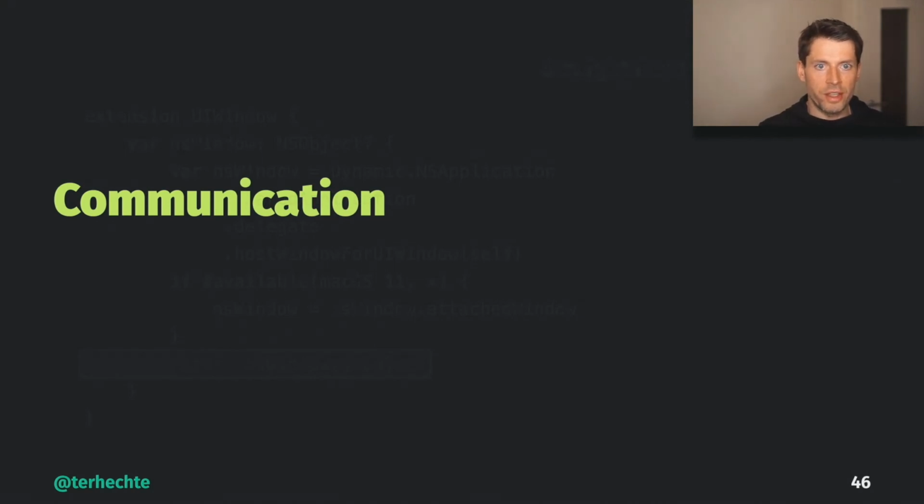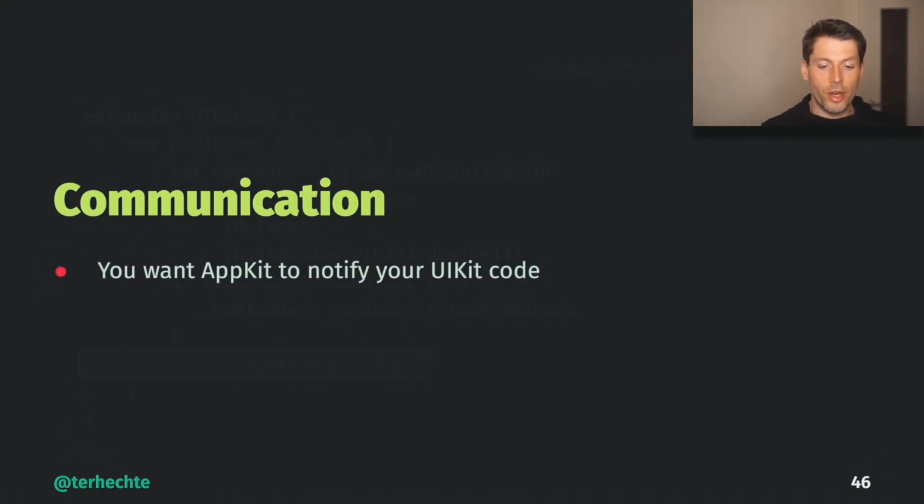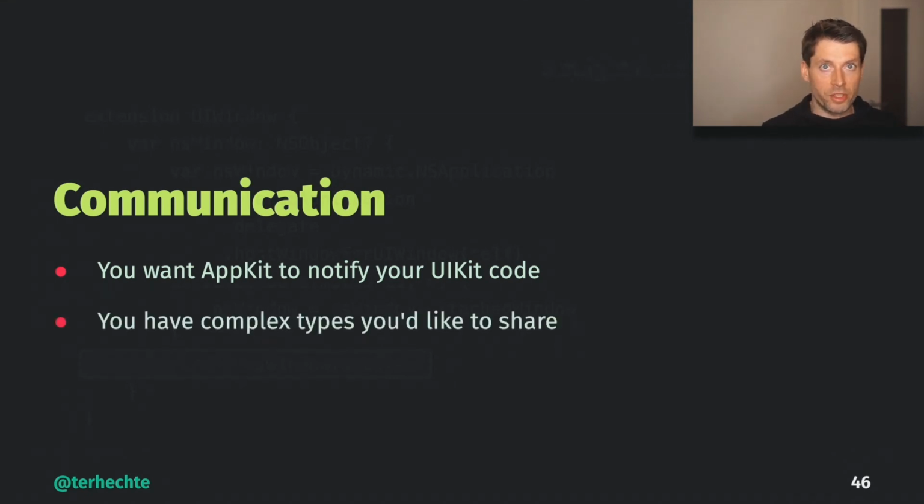Another thing that you might want to look into is communication. And communication is everything that goes beyond calling perform selector as we did earlier. So you want your AppKit, for example, to notify your UIKit code. Let's say if a process is done running, or if some calculation you did in the background is done. Maybe you also have complex types that you would like to share between AppKit and UIKit, something that goes beyond strings.